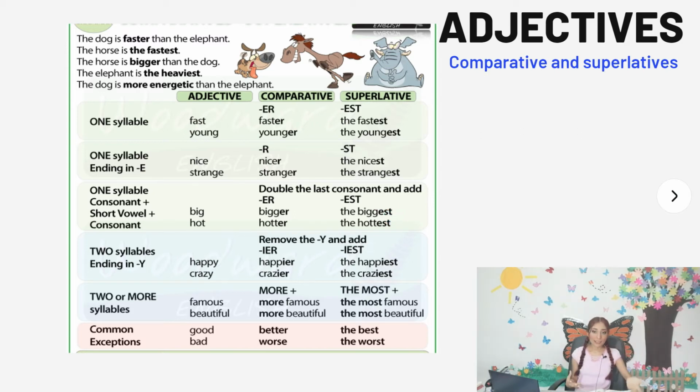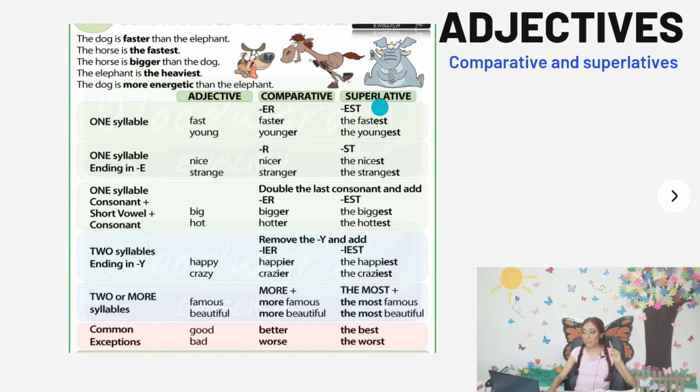If our adjective ends with Y, we need to put away that Y and change it into I-E-R. Happier, okay? Remember, we don't have this Y in here, we change it into I-E-R. Happier or happiest, okay? So remember that if the adjective is really long, you need to add more famous if it's comparative, or the most famous if it's a superlative.